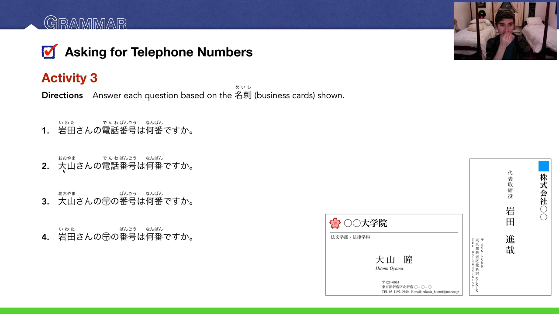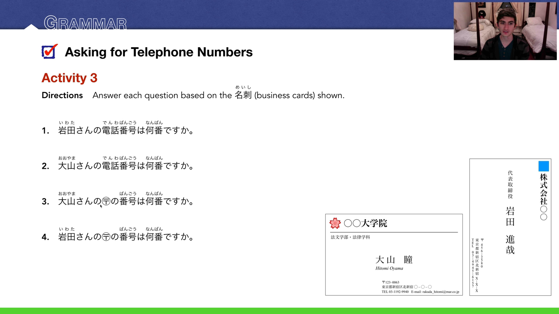Number two, Oyama-san no denwa bango wa nanban desu ka? So here's Oyama-san and her denwa bango. Her phone number is 03-1192-9940 desu. Okay. Number three, Oyama-san no yūbin no bango wa nanban desu ka? So this symbol right here stands for the post or the mail in Japanese. You can see it here at the top of her contact information and at the beginning of Iwata's contact information. It means mail. So I'm just going to say yūbin for this symbol, which means mail in Japanese.